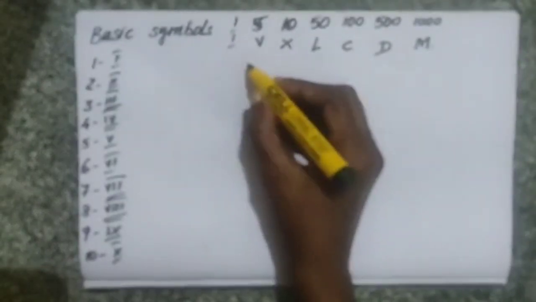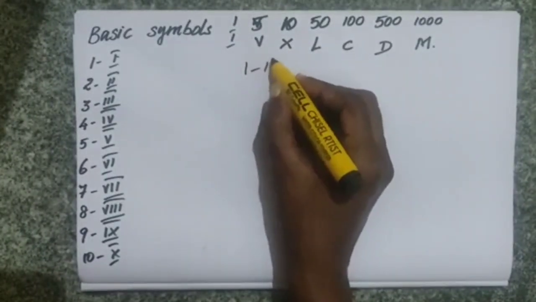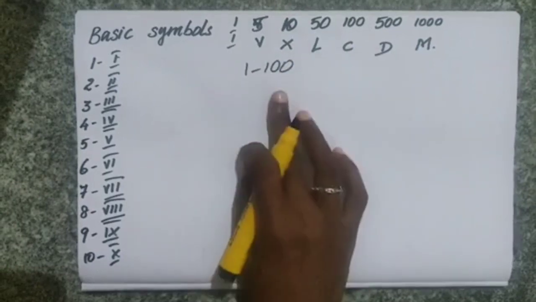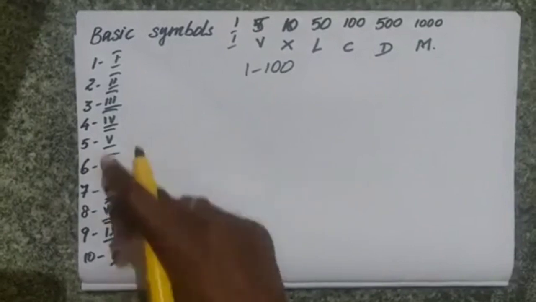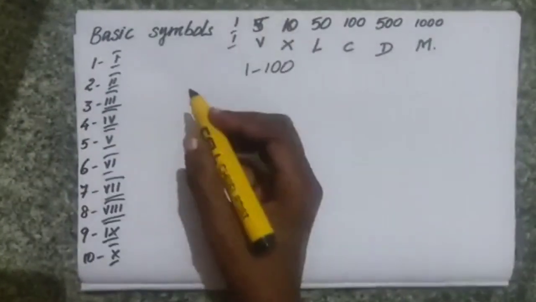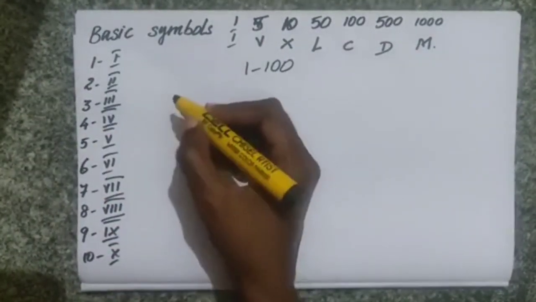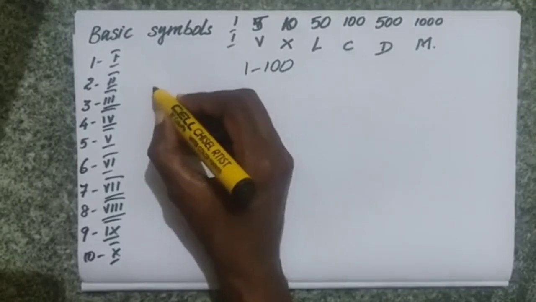Now I am going to teach you to write the Roman numerals from 1 to 100. So to write 1 to 100, first you need the 7 basic symbols and 1 to 10. If you know this much, then it is easy. So after knowing this, now 10, 20, 30, 40, that we will learn how to do.